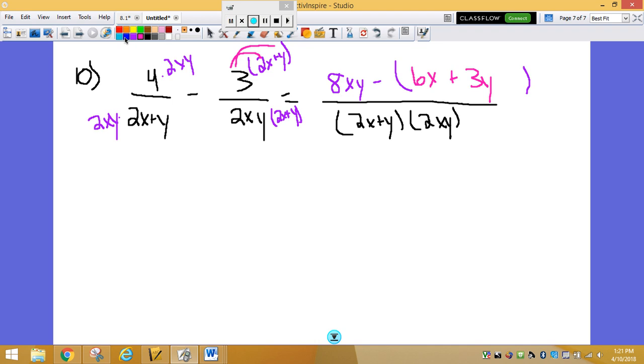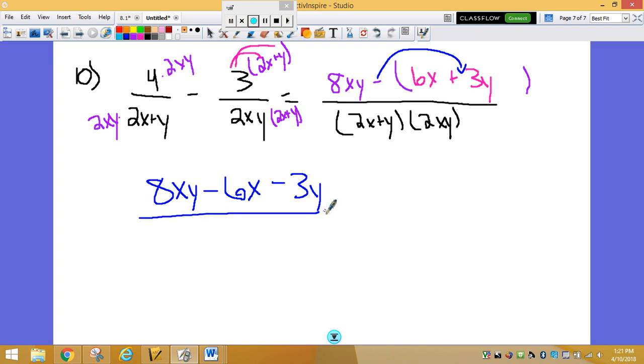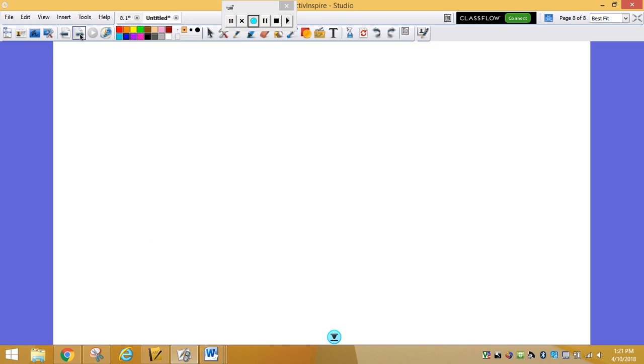So, I'm writing our final answer. I got 8xy. You can't combine these two because this is an 8xy. Minus 6x. Again, remember this minus carries over here also. So it's a minus 3y. And on bottom, there's nothing. So 2x plus y and 2xy. There's no GCFs on top or on bottom. So that is my final answer for 10. So if you'll please go try number 10 on your worksheet.